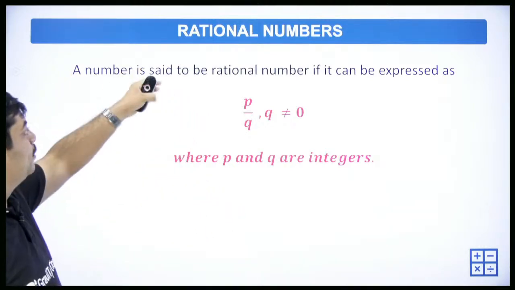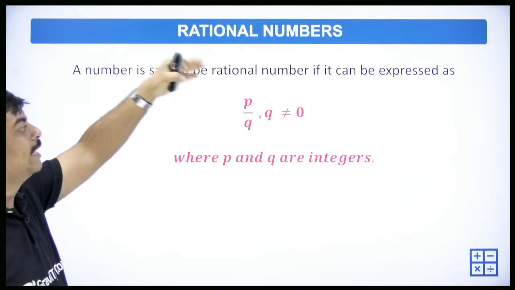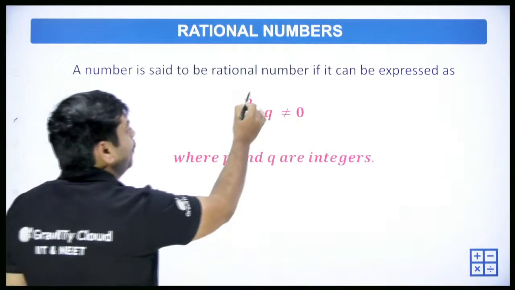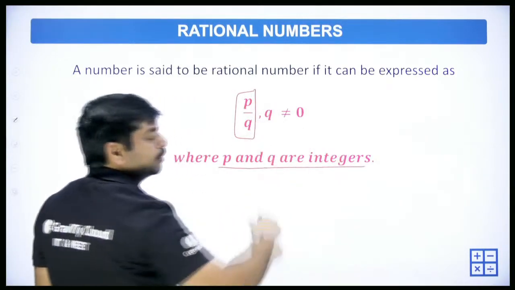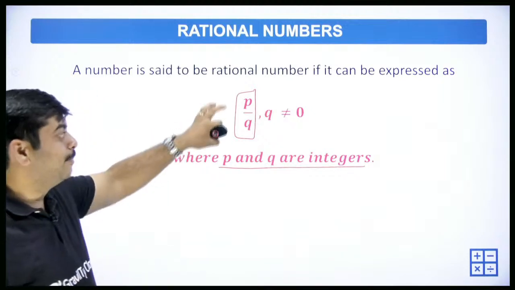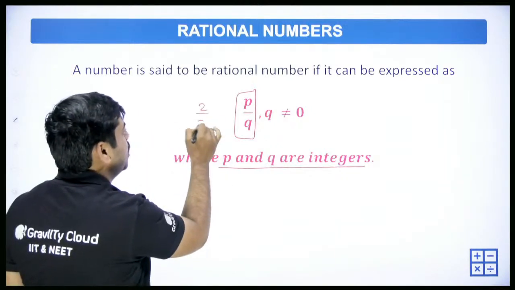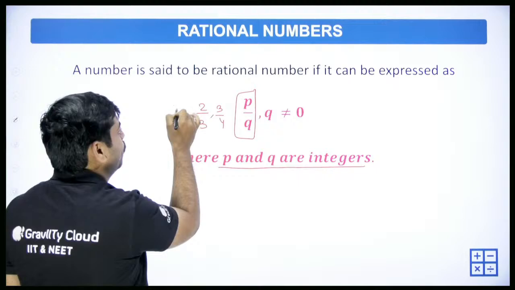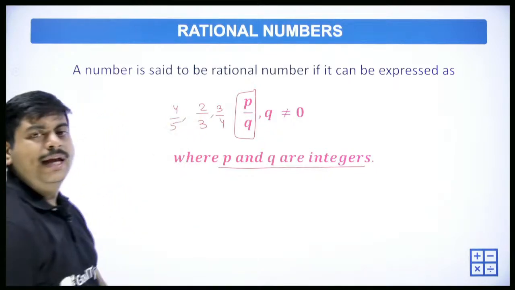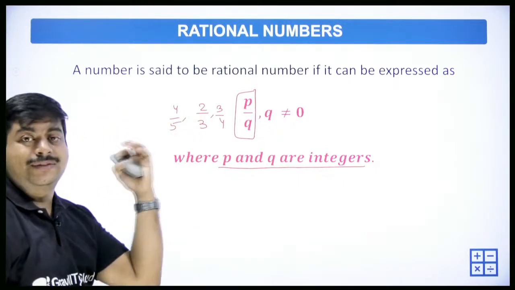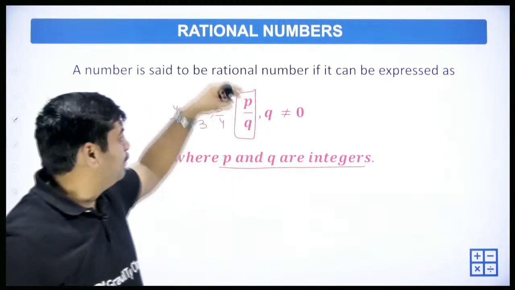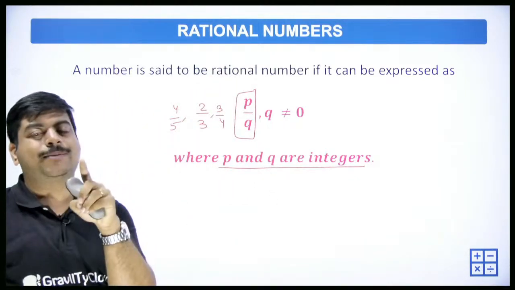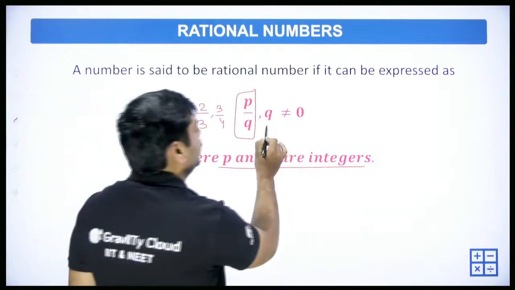A number is said to be a rational number if it can be expressed as P by Q, where P and Q are integers. Something like 2 by 3, 3 by 4, 4 by 5, positive as well as negative. P and Q are integers, but one more exception is there, that Q should not be equal to 0.